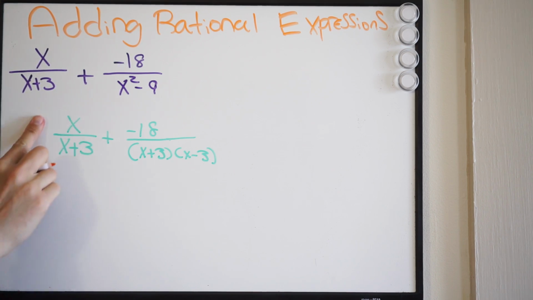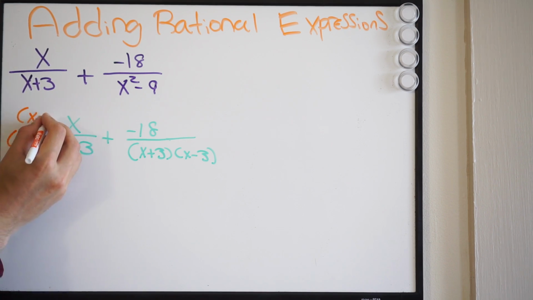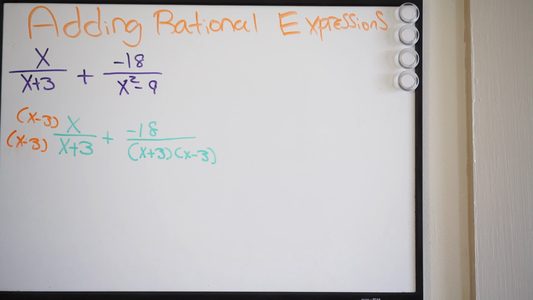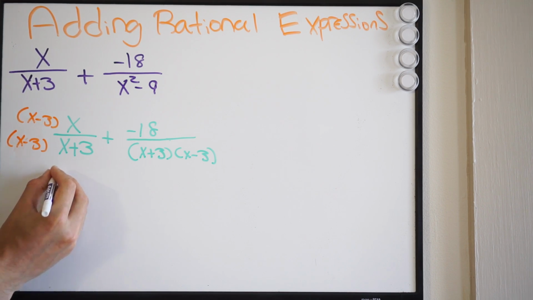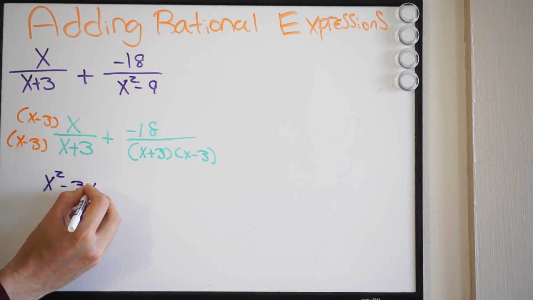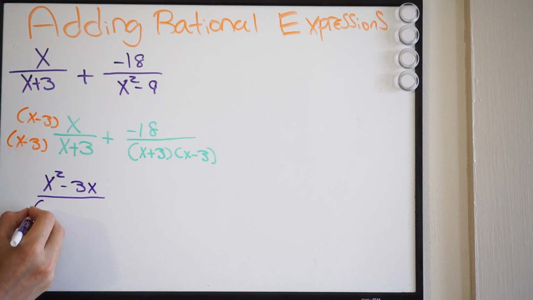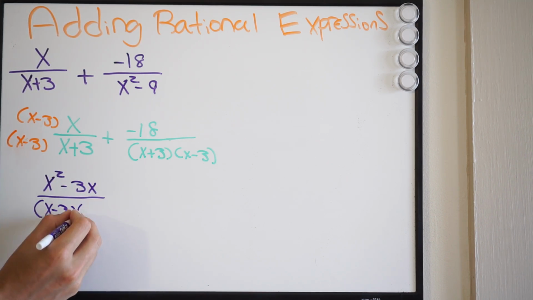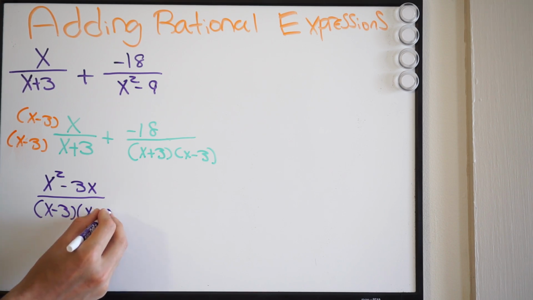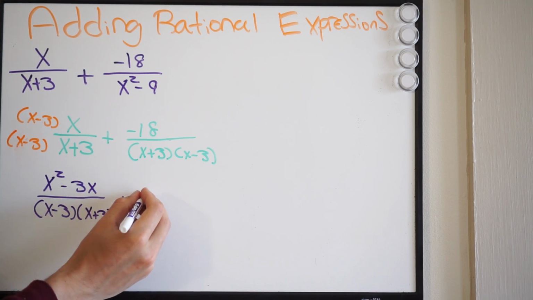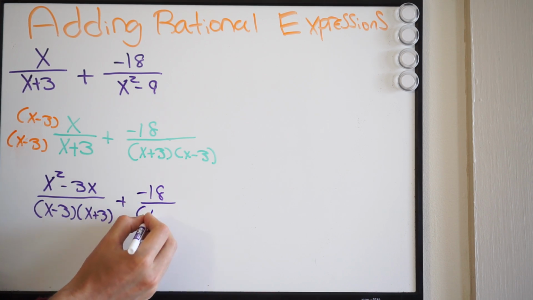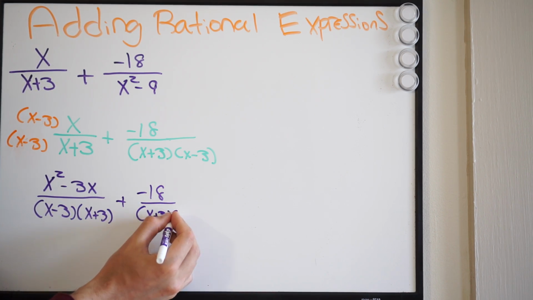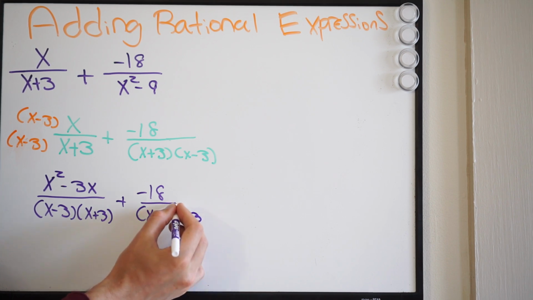So I'm going to multiply both the top and bottom by x minus 3. So x minus 3 and x minus 3. Let's go ahead and rewrite this again. You're going to distribute this x inside the parentheses, so you're going to have x squared minus 3x, and this is all going to be over x minus 3 and x plus 3. Then we'll have plus negative 18 all over x plus 3 and x minus 3.